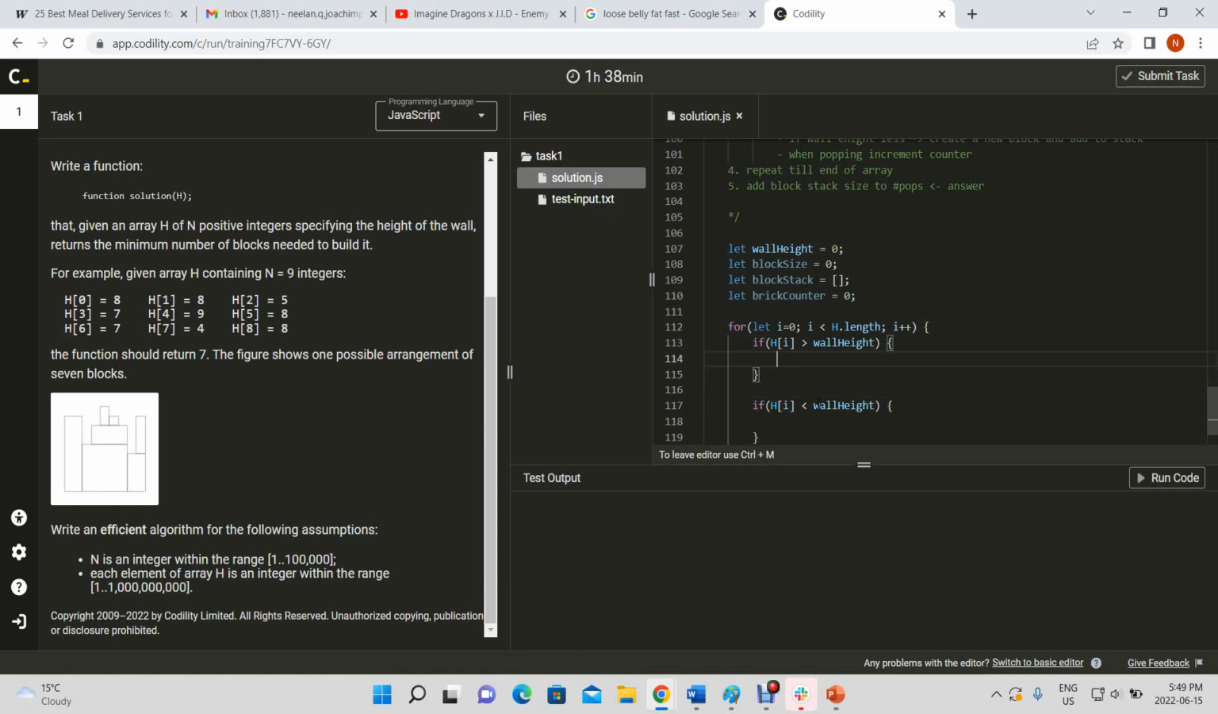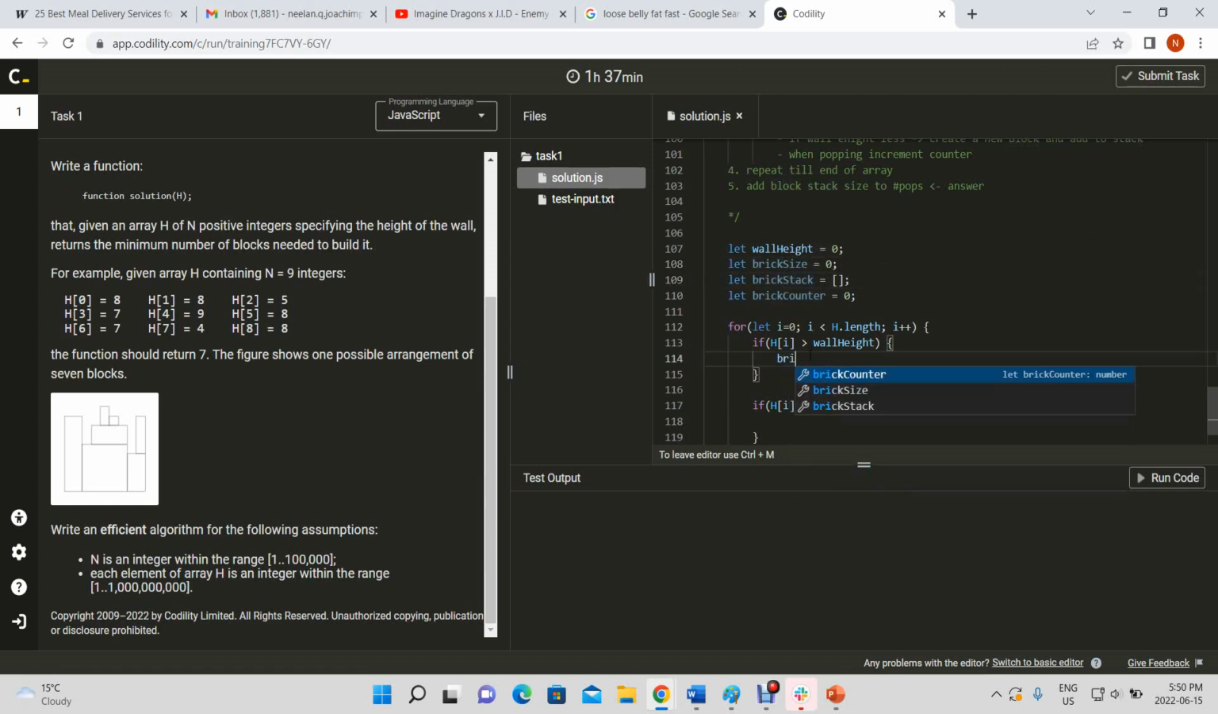All right, so what do we do when h of I is greater than wall height? We calculate the brick size. I called it block size, but it should be brick size. We don't have blocks, they're all bricks.